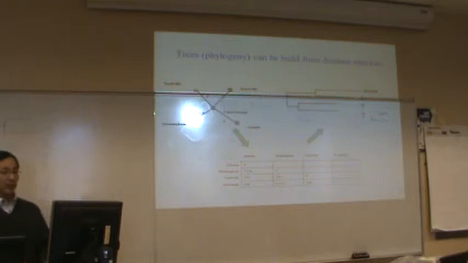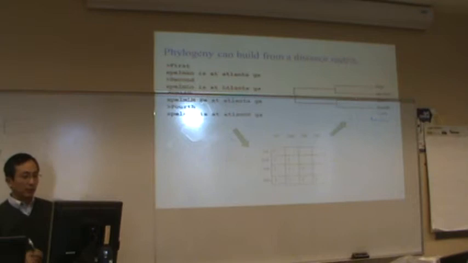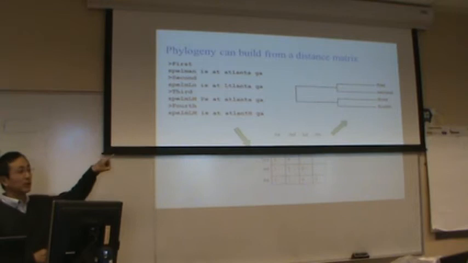Once you put Atlanta and Birmingham there, the rest will be automatically decided. And if we go back to the original example, it's basically the same thing. Based on the distance matrix, we can also decide a tree among species.